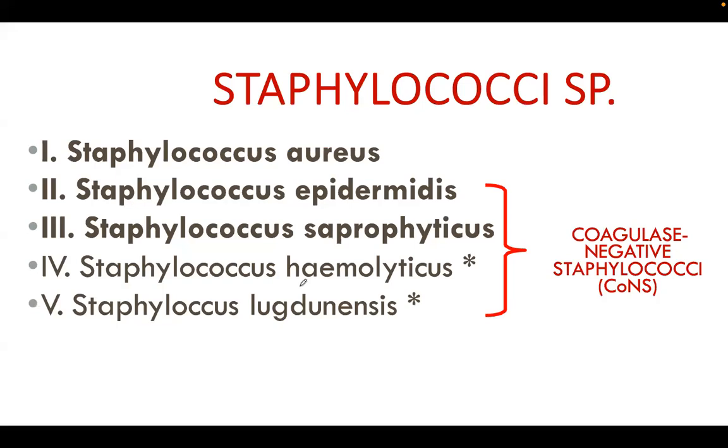Now, if you go to the textbook, I want everyone to remember that of the staphylococci species, there are 5 that can affect man: aureus, epidermidis, saprophyticus, haemolyticus, and lugdunensis. Now, always remember, all of them are going to be coagulase negative, except Staph aureus. Okay, so please remember that.